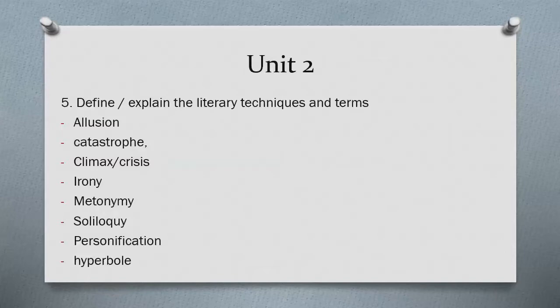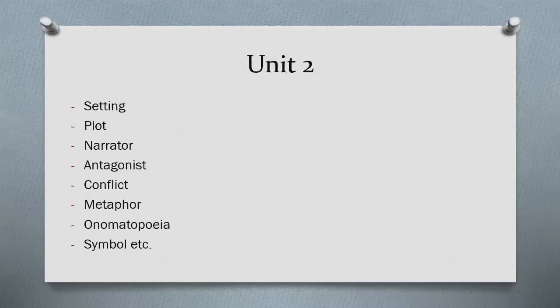Also, under Unit 2, you must study all the literary techniques and terms that appear under Unit 2 or the whole guide. For example, we have allusion, catastrophe, climax or crisis. You must be able to tell that a climax is the turning point of the story, or a crisis is the turning point in the story. You must be able to explain irony. I've already touched on that one. You must know what is a metonymy, soliloquy, personification, hyperbole, the setting, the plot, the narrator, the antagonist, conflict, metaphor, onomatopoeia or symbol. You must be able to explain all the literary techniques that appear in the study guide when it comes to literature.